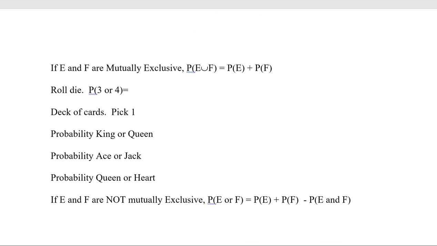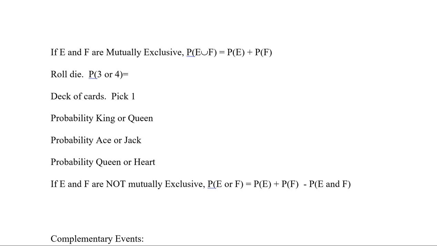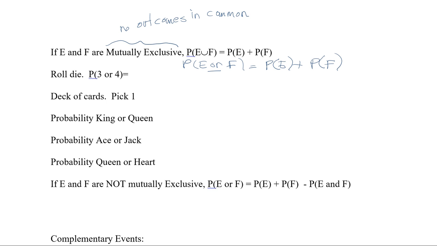So if E and F are mutually exclusive, and again we said this meant that they have no outcomes in common, then we're going to say that the probability of E or F is equal to the probability of E plus the probability of F. So when I roll my die, the probability of getting a 3 or a 4 is equal to the probability of getting a 3 plus the probability of getting a 4, or 1/6 plus 1/6, which gives me 2/6, which can reduce to 1/3.